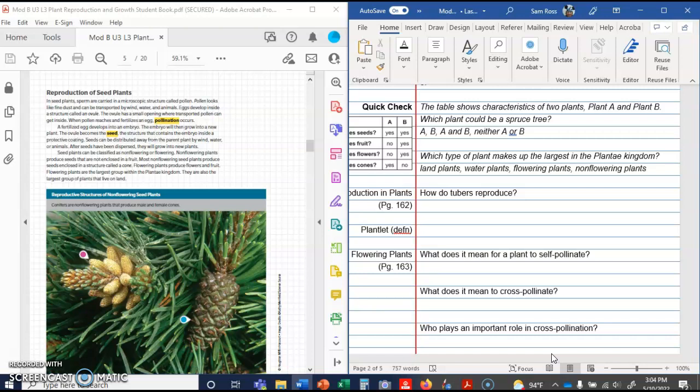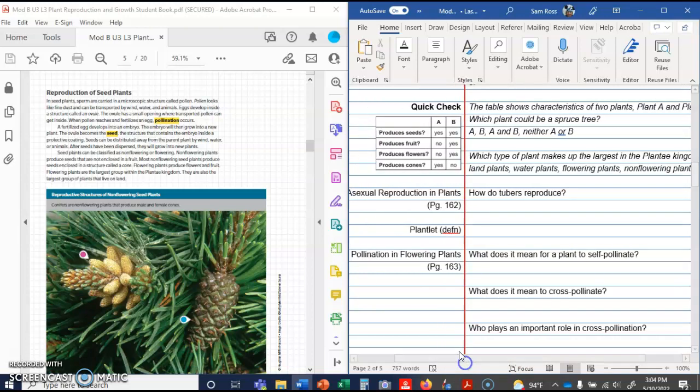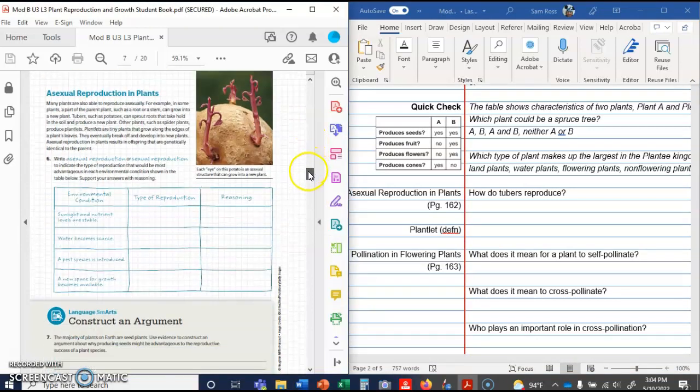Okay. All right, so we're on to page 162, asexual reproduction in plants. How do tubers reproduce? Let's go down. Here we go. Tubers, such as potatoes, can sprout roots that take hold in the soil and produce a new plant.